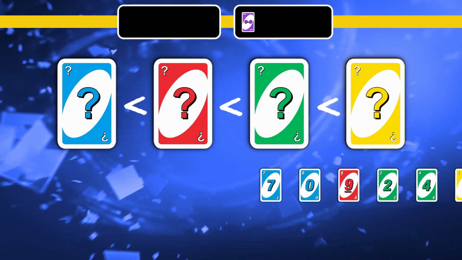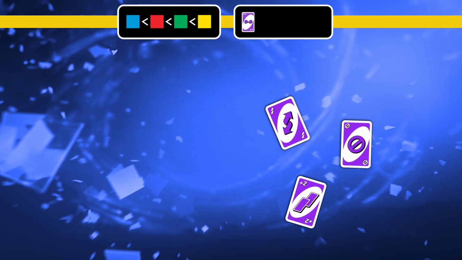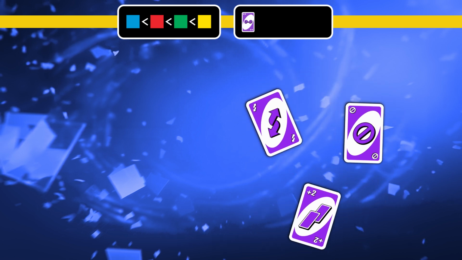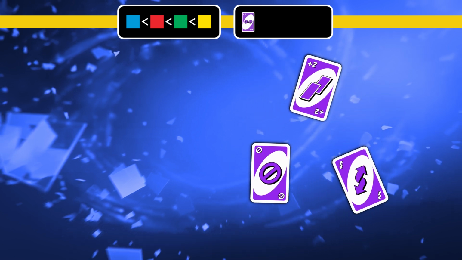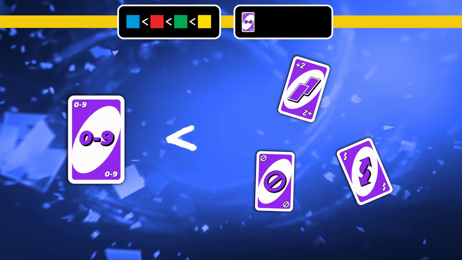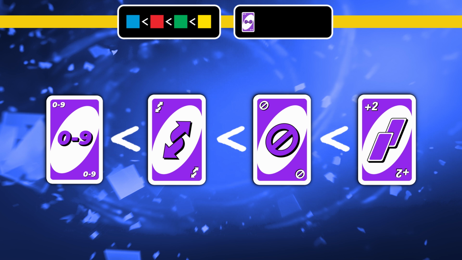After that, we need to understand what to do with action cards. Again, we should define some kind of relationship, because they are incomparable in usual terms. So, let's suppose that action cards are always greater than number cards, and the relations between them you can see on the screen.